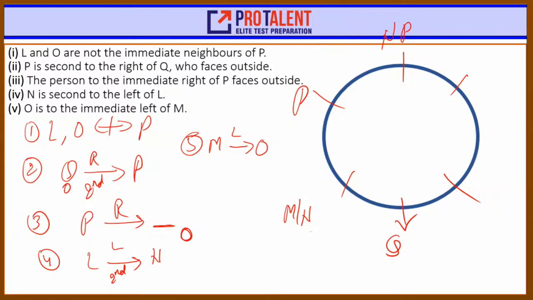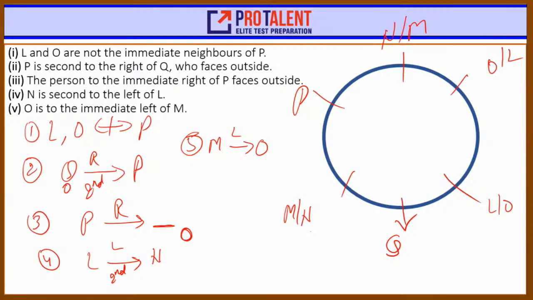Okay, fine, and then we know that L and O are not the neighbors of P, so that is what we have written, M and N or N M, and over here it's going to be LO or OL. So this is what we are left with.